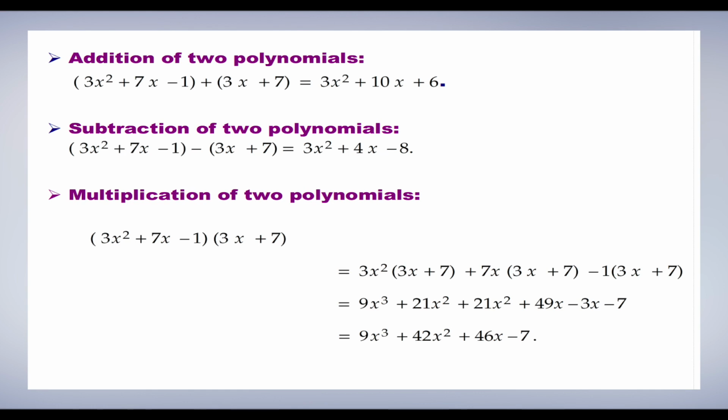Next we see the multiplication of two polynomials: 3x square plus 7x minus 1 into 3x plus 7. So now we are multiplying 3x square into 3x plus 7, plus 7x into 3x plus 7, minus 1 into 3x plus 7. So we will get 9x cube plus 21x square plus 21x square plus 49x minus 3x minus 7. Now we will simplify it. So we will get the answer 9x cube plus 42x square plus 46x minus 7.